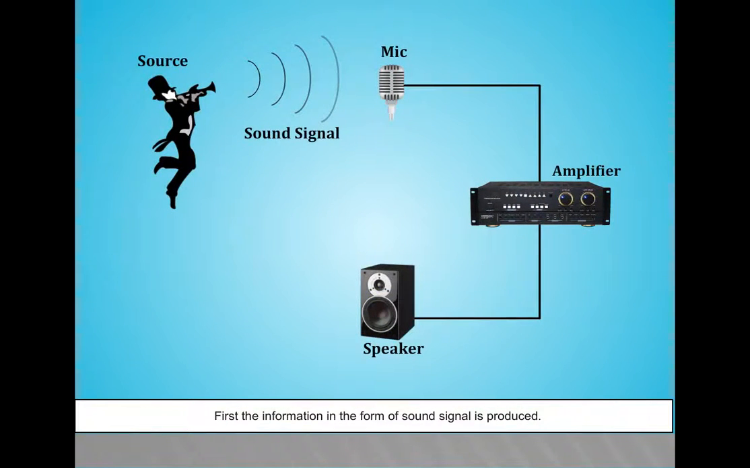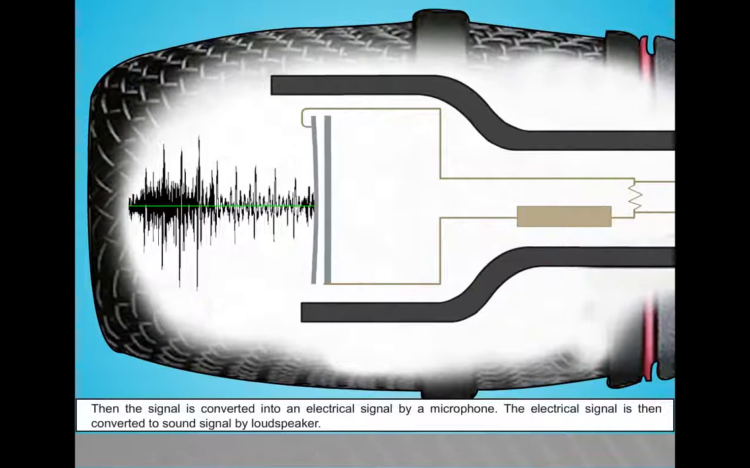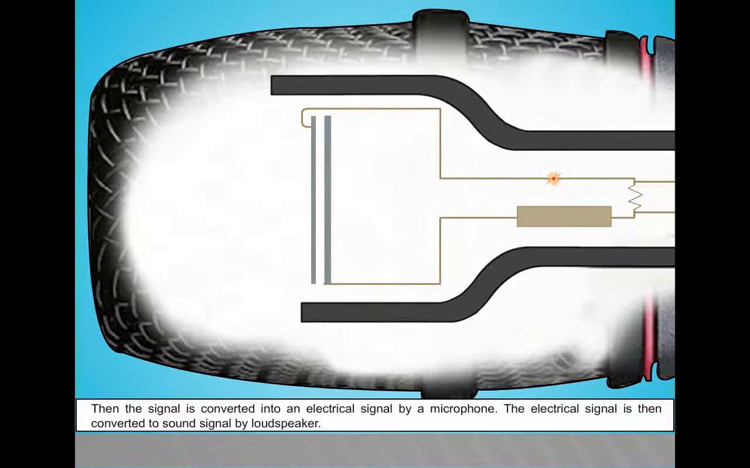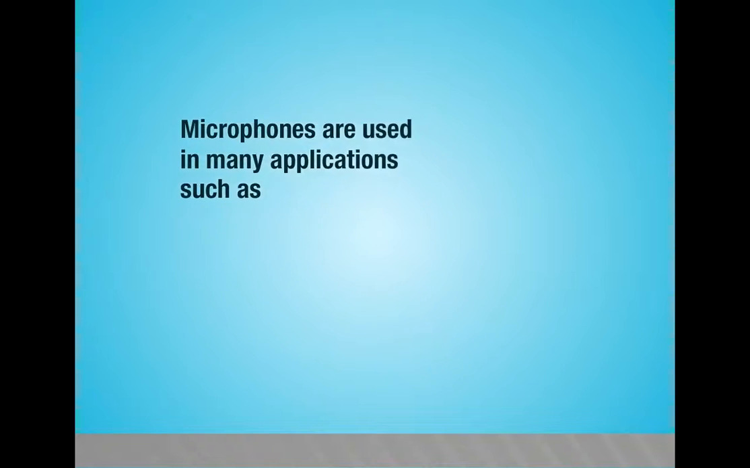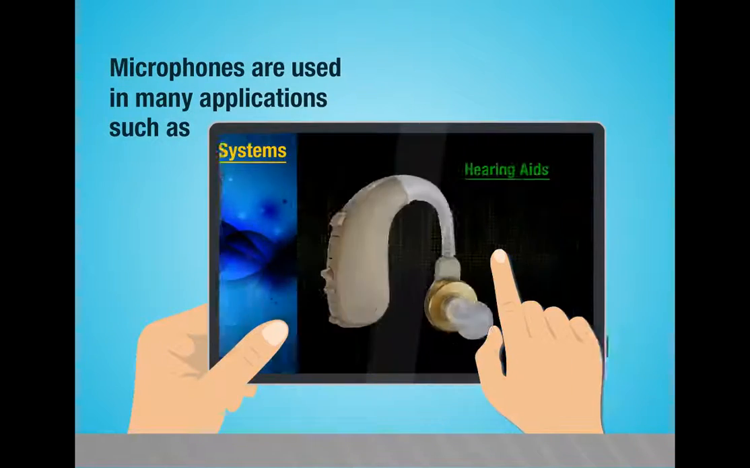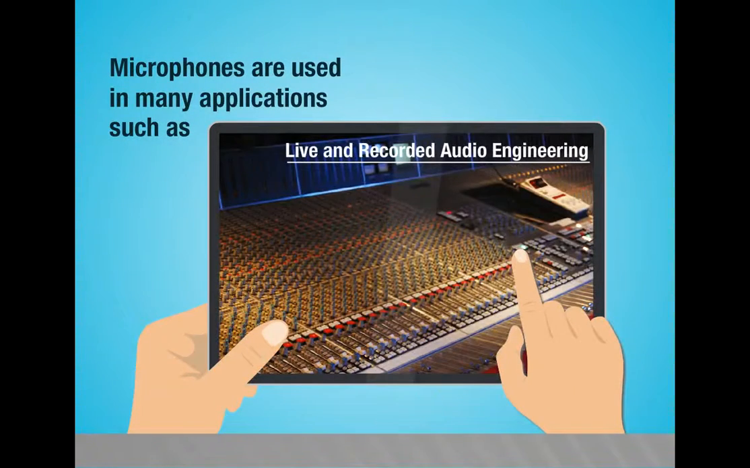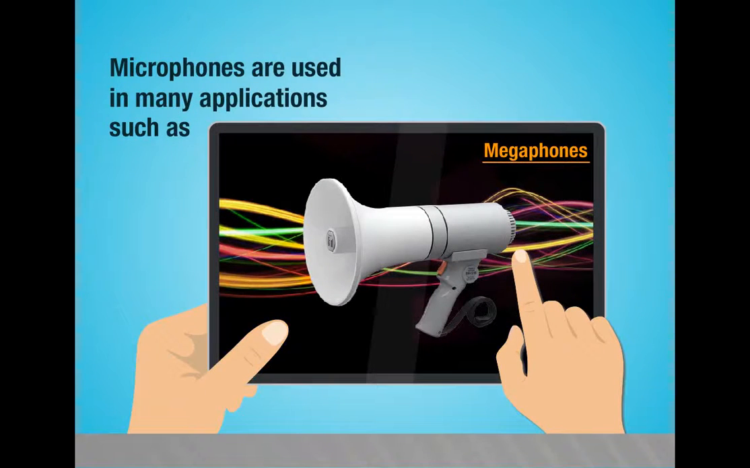First, the information in the form of a sound signal is produced. Then, the signal is converted into an electrical signal by the microphone. The electrical signal is then converted back to a sound signal by a loudspeaker. Microphones are used in many applications such as telephones, tape recorders, karaoke systems, hearing aids, motion picture production, live and recorded audio engineering, FRS radios, and megaphones.